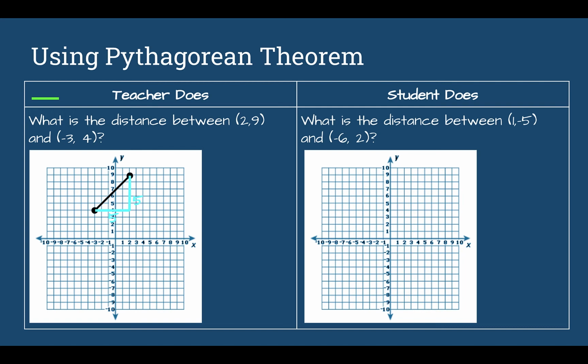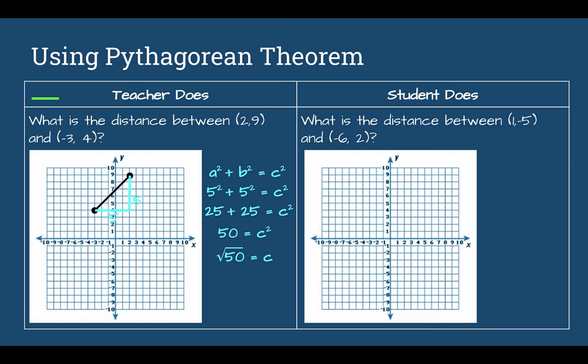Now I can use the Pythagorean theorem. So a squared plus b squared equals c squared. Plug in my legs. So 5 squared plus 5 squared, 25 plus 25. So c squared must be 50. C, the side length, is the square root of 50, which is about 7.0 something. So for the Pythagorean theorem, I just made a right triangle using the grid lines and did the Pythagorean theorem to find the hypotenuse.